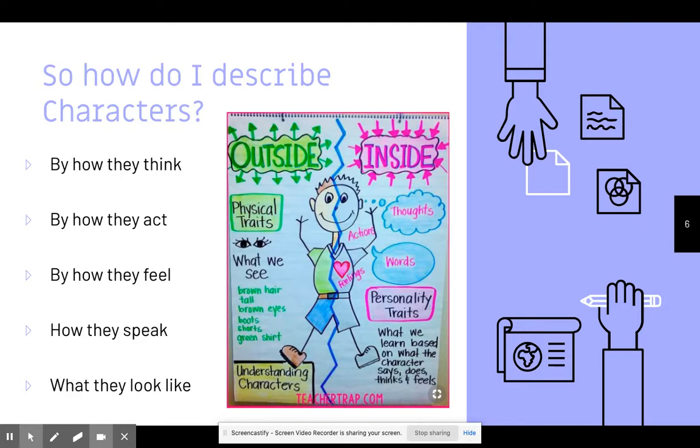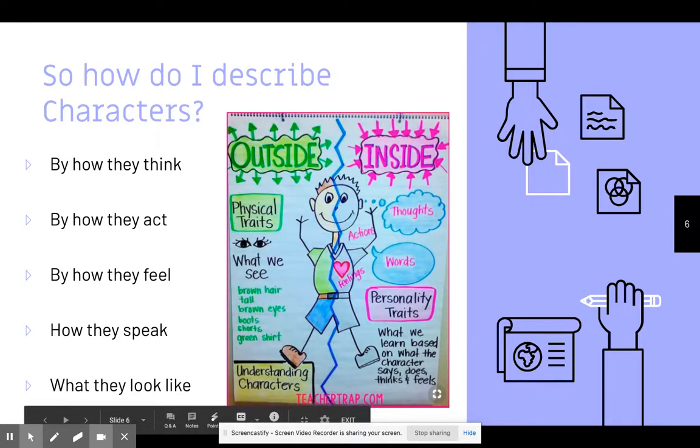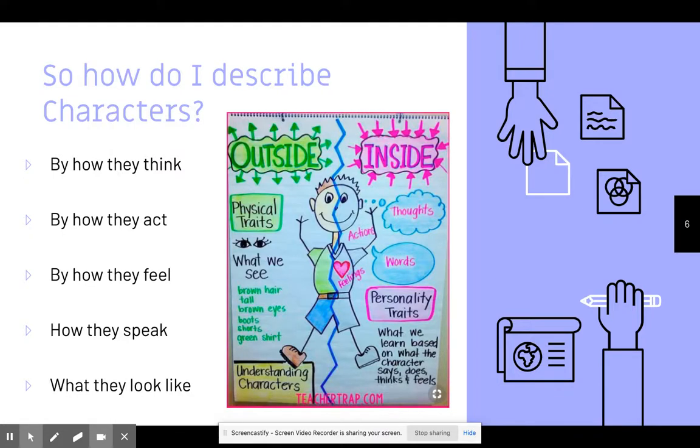Outside traits are what we see, okay? What they look like. It's brown hair, tall, brown eyes, boots, shorts, green shirt. Those are all the things that I can see with my eyes about this character. But that's why we talk about it being outside versus inside. So outside traits are what I can see. Inside traits I can't see.